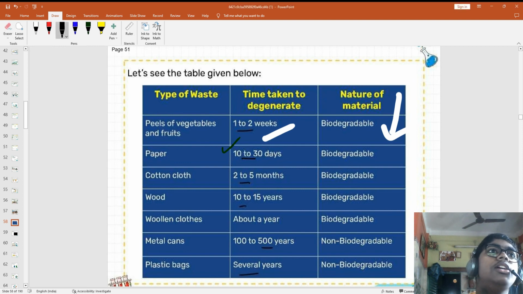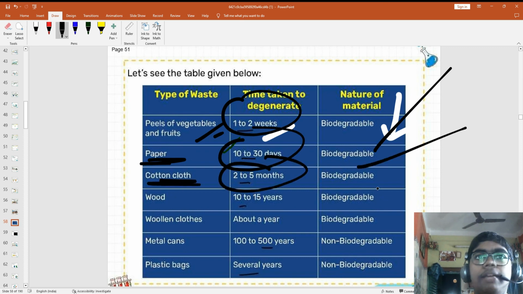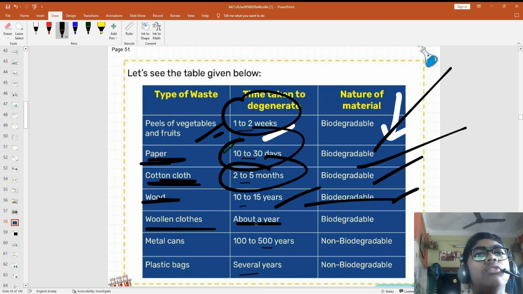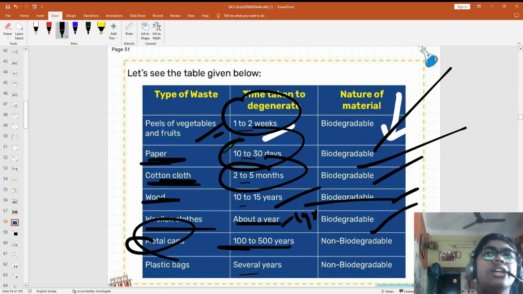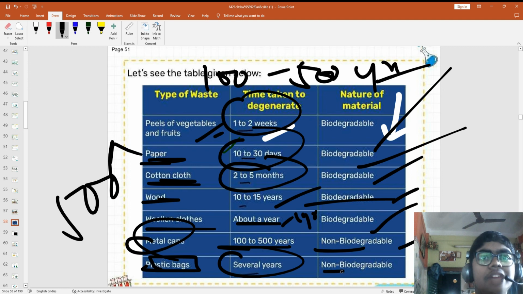So देखिए, vegetable peels take 1 to 2 weeks, so that is biodegradable. Paper takes 10 to 30 days, biodegradable. Cotton cloth takes 2 to 5 months, biodegradable. Wood takes 10 to 15 years, biodegradable. Woolen cloth takes about a year, biodegradable. But metal can take 100 to 500 years, non-biodegradable. So metal takes 100 to 500. It is not our level, right? It crosses 100 years. Plastic bags take several years, meaning more than 500 level. So it's non-biodegradable.